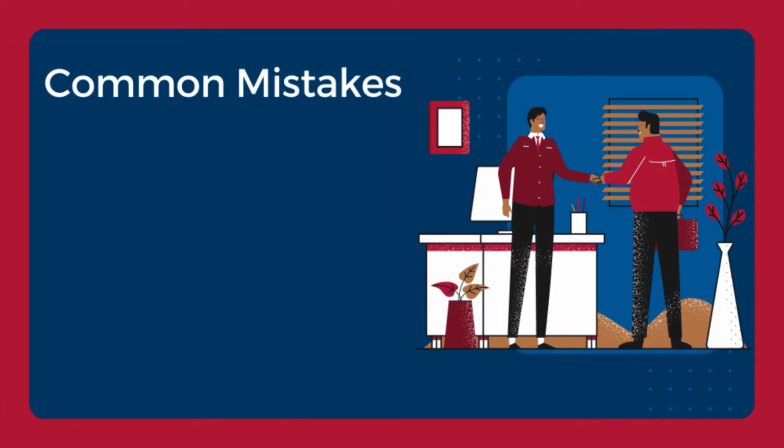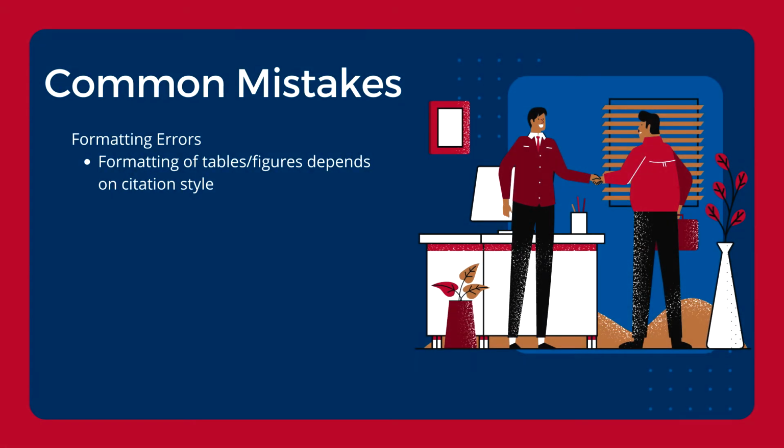Before we move on to the discussion section, let's take a moment to discuss some common mistakes students often make when preparing the results section. Number one: formatting errors. Different citation styles, and even different professors, present different requirements for the formatting of tables and figures, so it is incredibly important for you to know the rules of the citation style you are following. Something as simple as putting the title of a table or figure in the wrong place can cost you points.